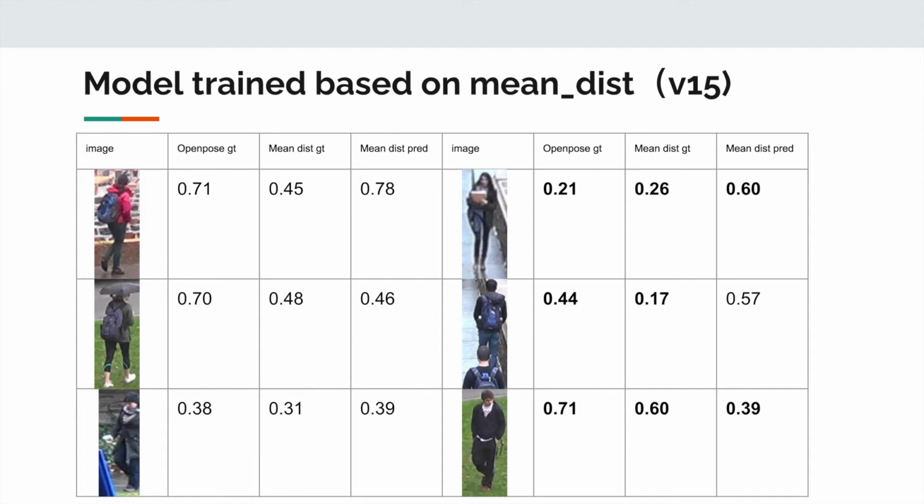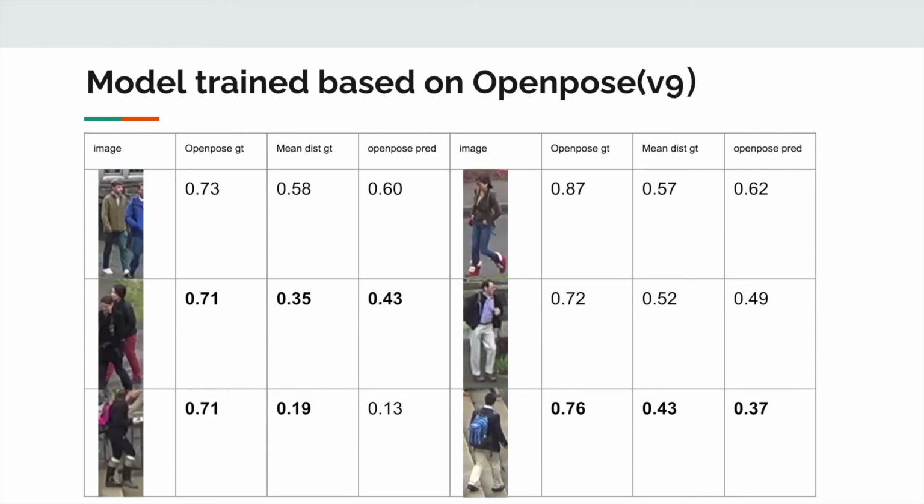I used ShuffleNet to train the image quality model. These are the prediction results of one model trained on mean distance. The first row is high quality images, second is medium, and third row is low quality images. This is another model trained based on OpenPose. Here are the prediction results. You can see that some images have a big gap between the OpenPose pseudo ground truth and the mean distance pseudo ground truth.